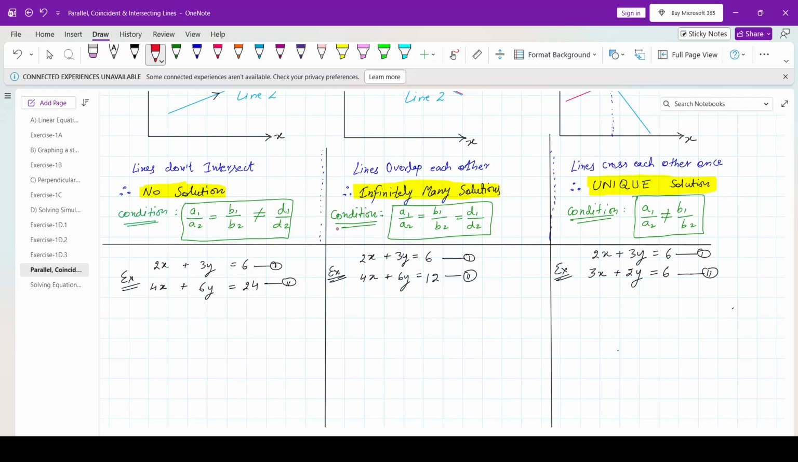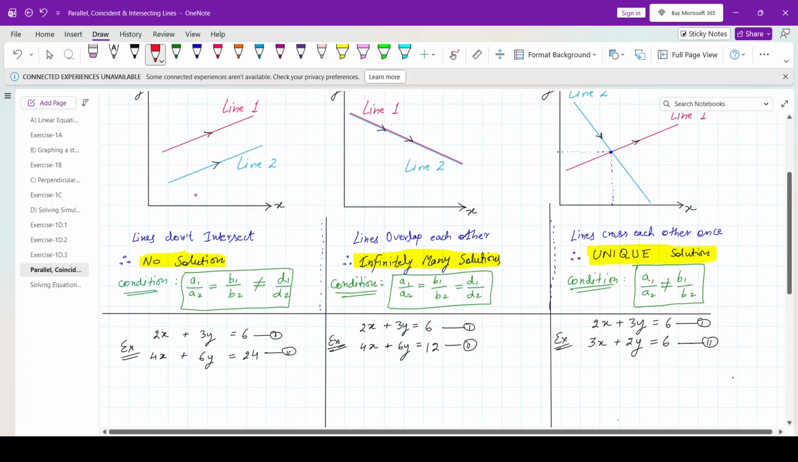So the condition is, if a1 by a2 is equal to b1 by b2 and is not equal to d1 by d2, then the lines don't intersect, they are parallel. If the condition is a1 by a2 is equal to b1 by b2 is equal to d1 by d2, then the lines overlap each other, and in that case there will be infinitely many solutions. And in case of parallel lines, since they don't intersect, there will be no solution.